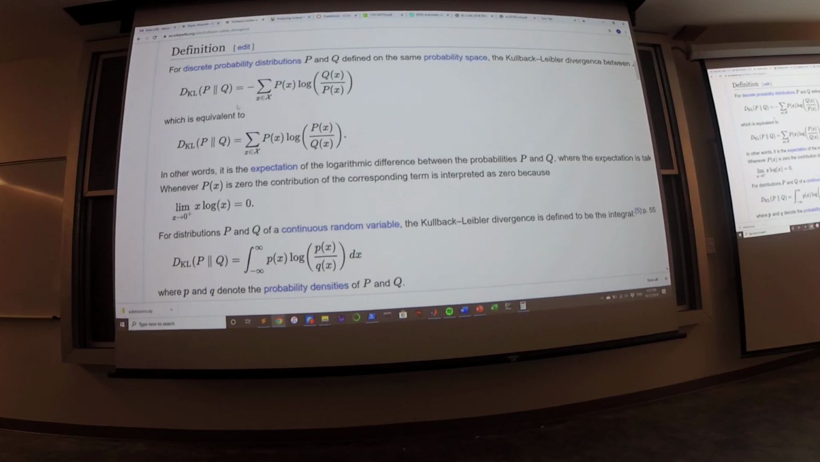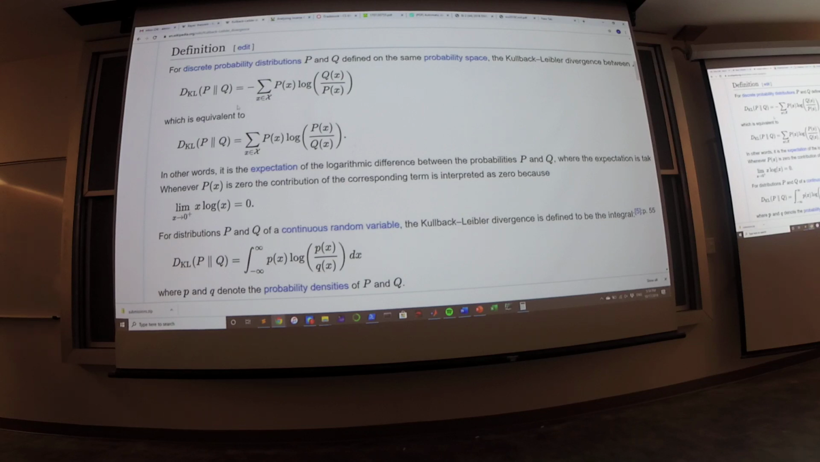Do you have any question about the KL divergence? Just remember that it's a way to measure how far away two distributions are. Simply this. It's not symmetrical. That's why it's also not a metric. That's why we call it a divergence, not a distance.